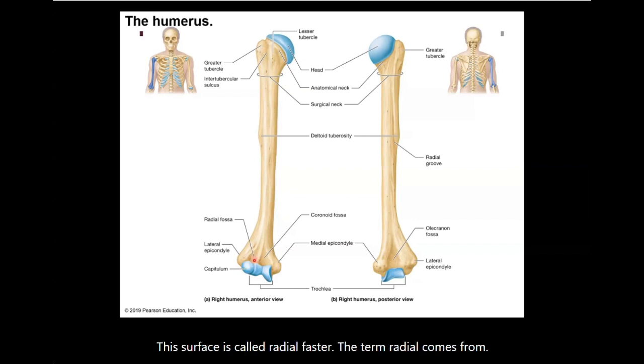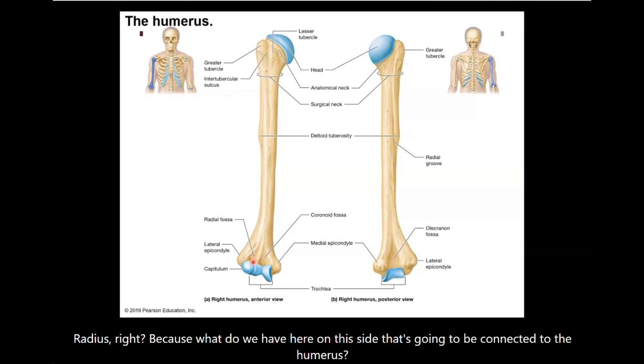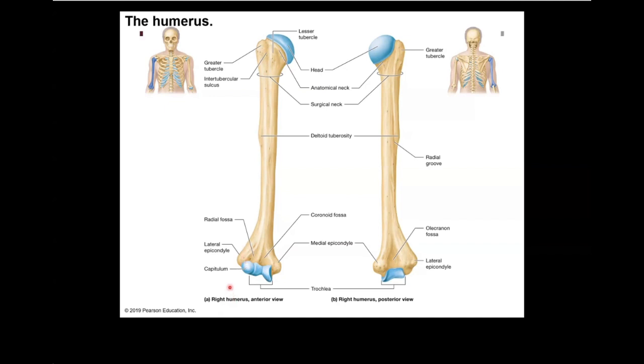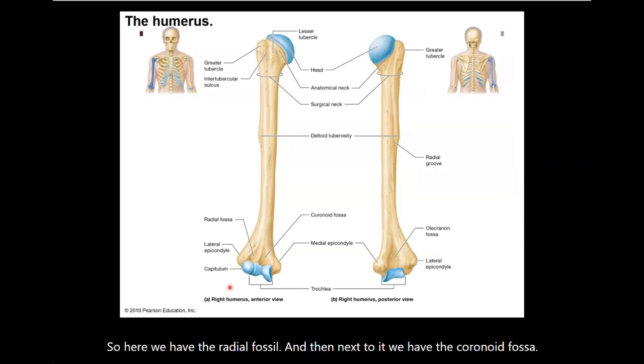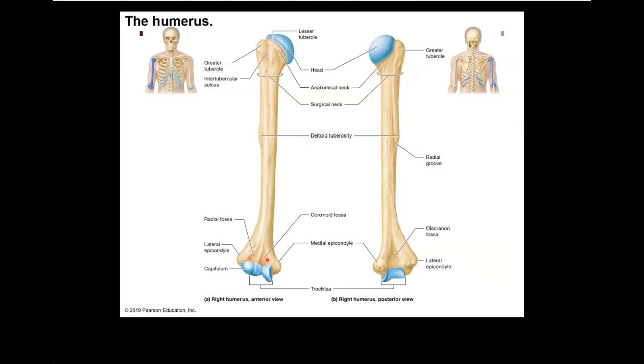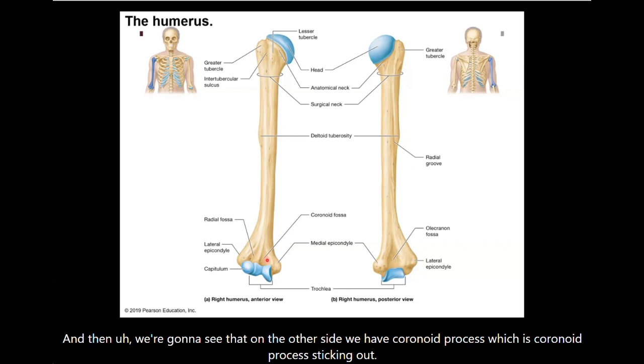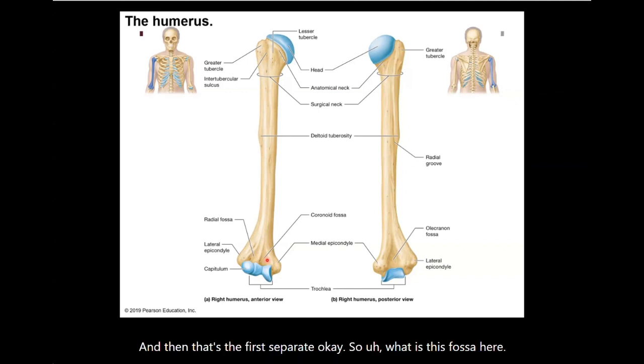The term radial comes from radius, right? Because what we have on this side that's going to be connected to the humerus, the thumb side, is the radius. So here we have the radial fossa, and next to it, the coronoid fossa. On the other side, we have the coronoid process sticking out, and that's the fossa for it. So what is this fossa here? Radial fossa. The one next to it is the coronoid fossa, okay?